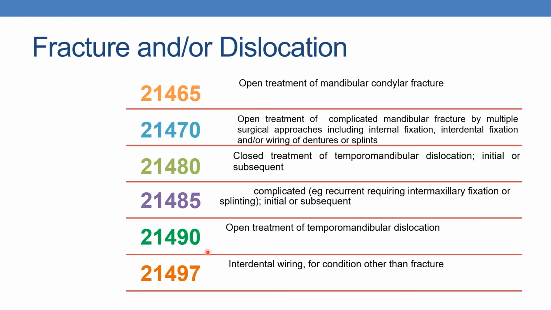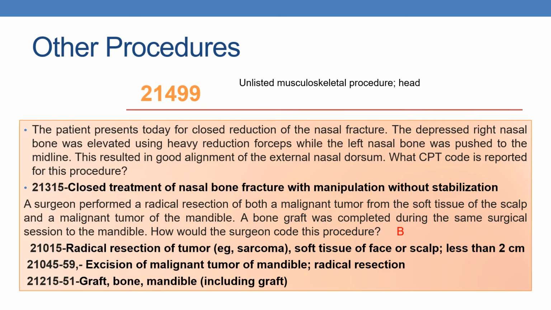The next is 21490. Open treatment of temporomandibular dislocation. The next is 21497. It deals with interdental wiring for condition other than fracture. Next is unlisted procedure 21499. Unlisted musculoskeletal procedure, head. Now let us discuss an example.